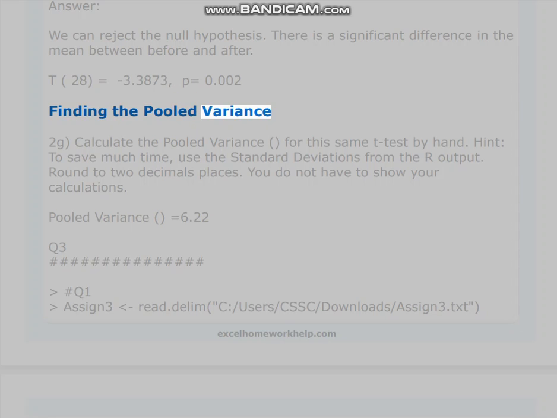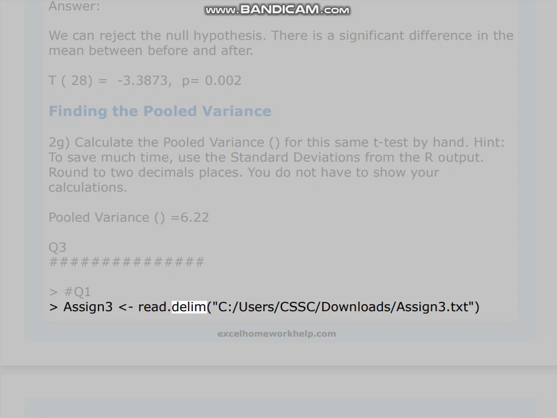Finding the pooled variance. 2G. Calculate the pooled variance for this same t-test by hand. Hint: to save much time, use the standard deviations from the R output. Round to 2 decimal places. You do not have to show your calculations. Pooled variance equals 6.22.